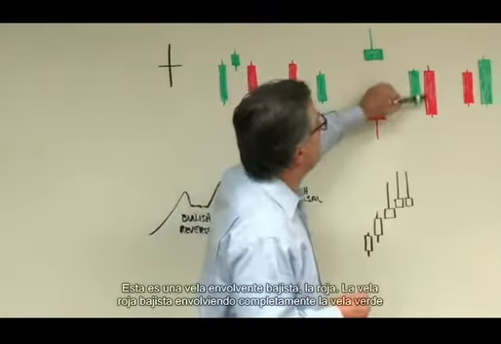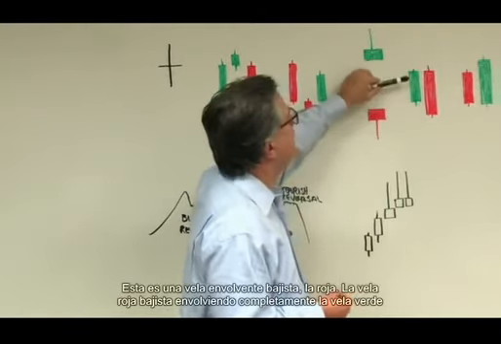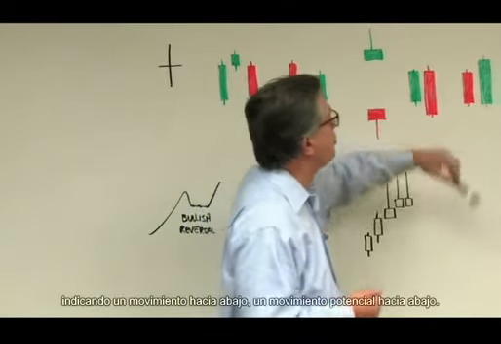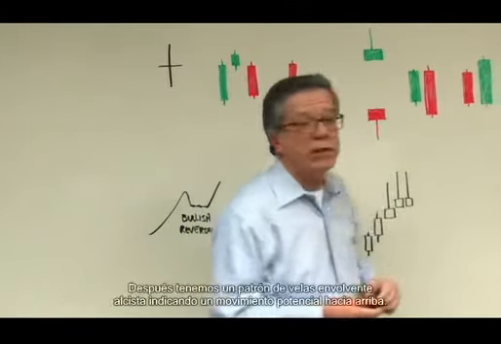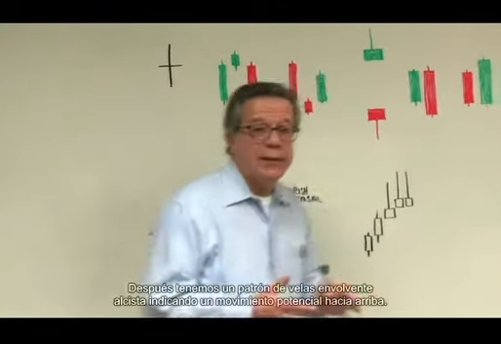This is a bearish engulfing candle, the red one. The downside candle completely engulfing the green candle, indicating a potential move to the downside. And then we have a bullish engulfing candlestick pattern, indicating a potential move to the upside.